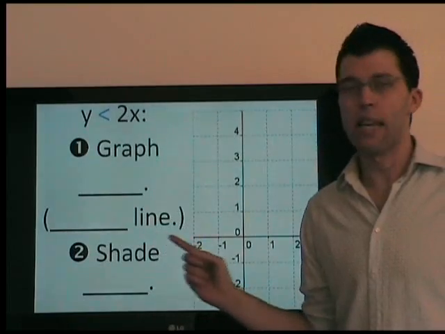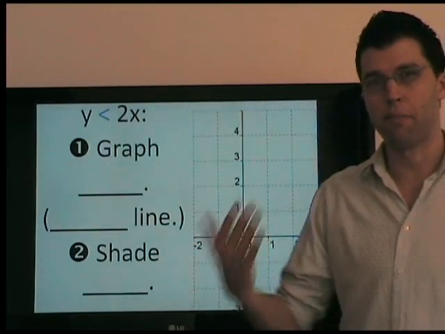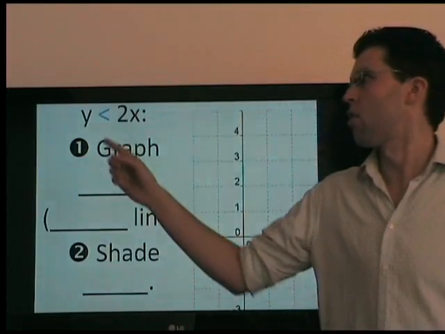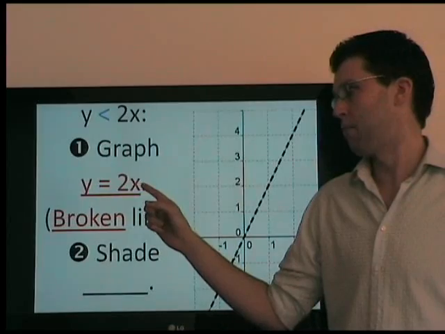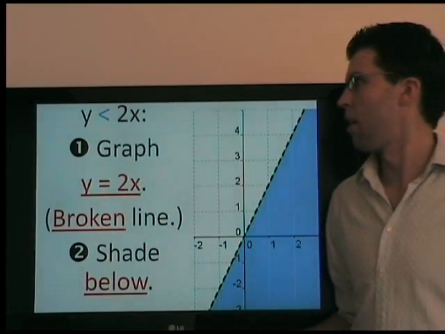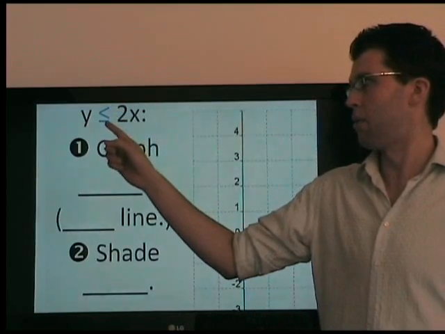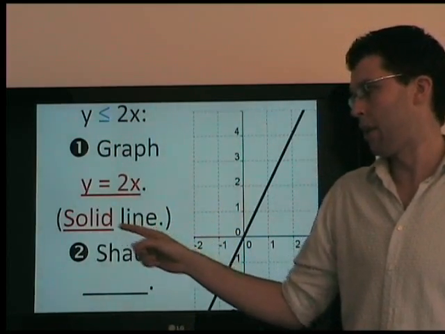First, I'm going to give you the big picture. So don't worry if you don't get this yet, I'm going to explain afterwards. To graph y is less than 2x, we graph y equals 2x, but as a broken line, and we shade below. To graph y is less than or equal to 2x, we graph this equation as a solid line, and we shade below.